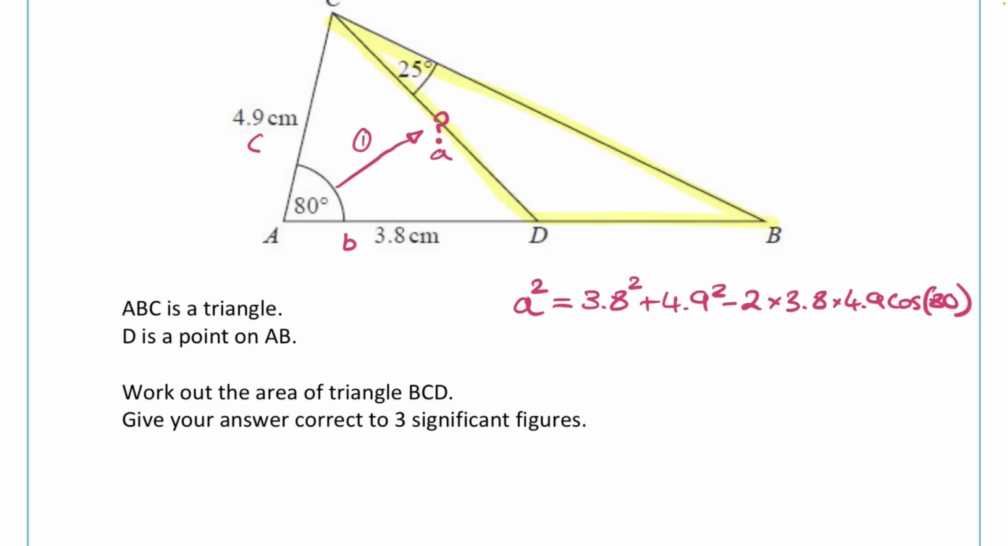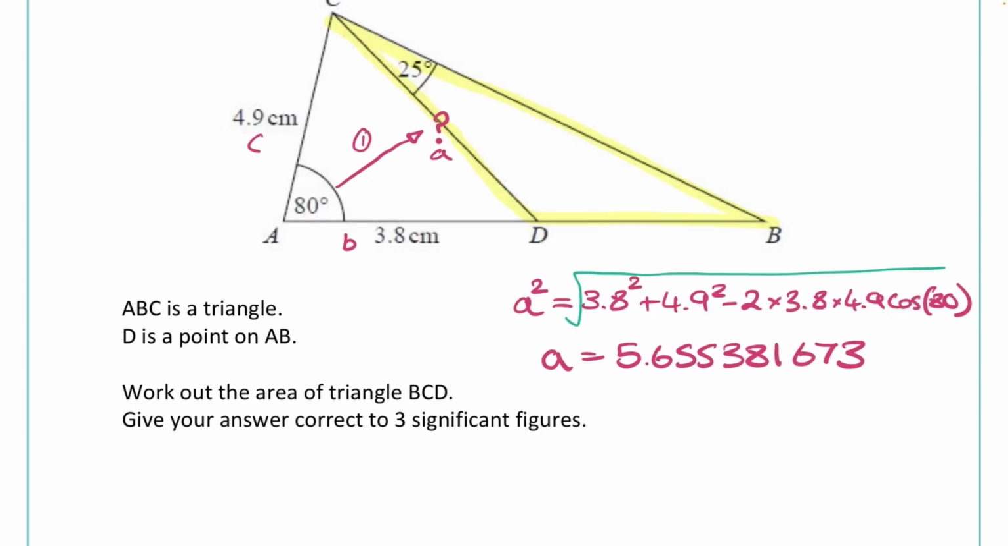To find the value of a, I like to just square root everything in one go so I don't have to keep writing it all down. So a is equal to 5.65538163. I'm going to label that on the diagram so I know I've got that. I'm going to get rid of all my a's and b's because I don't need those anymore. In fact, I don't need any of this.